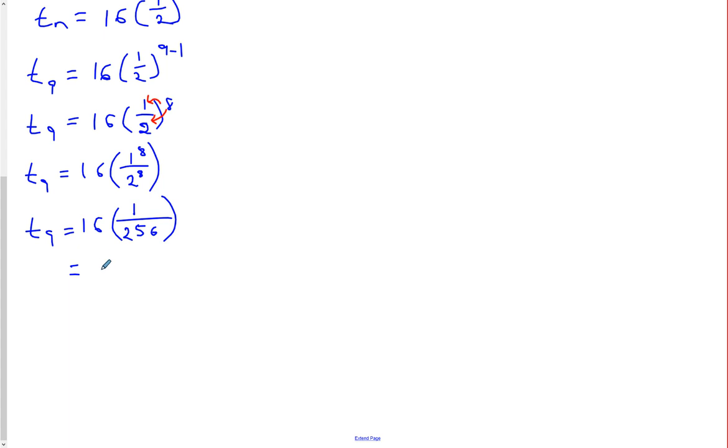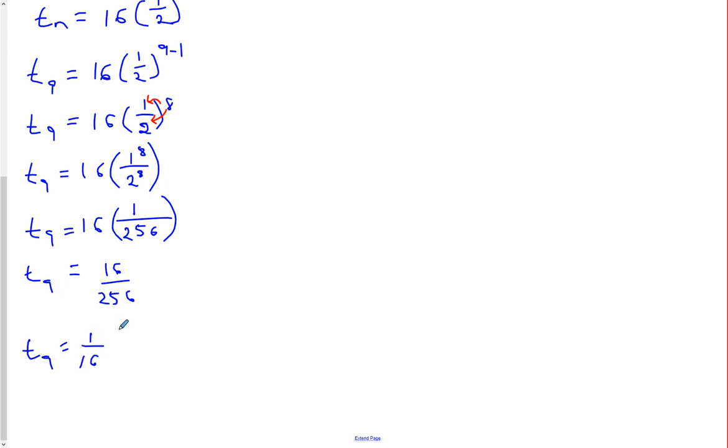So now we just need to multiply 16 times 256, and there's our 1 over 256, and there's our answer. I could write this like this, and I could simplify my fraction by dividing both the top and bottom by 16. And it's actually going to work out to 1 over 16.